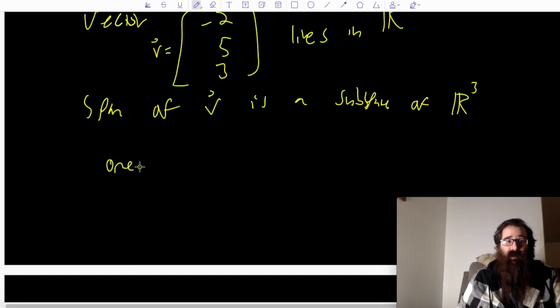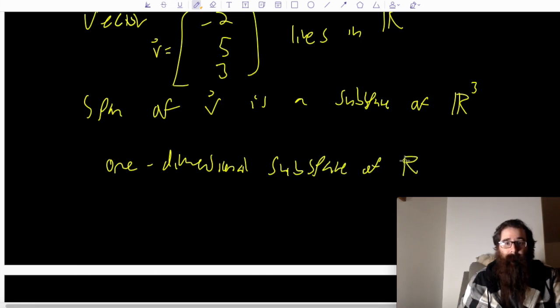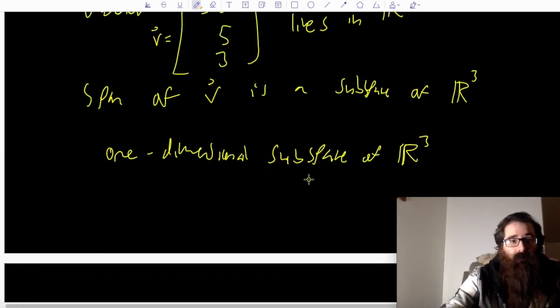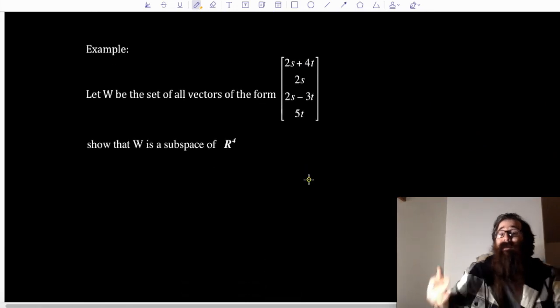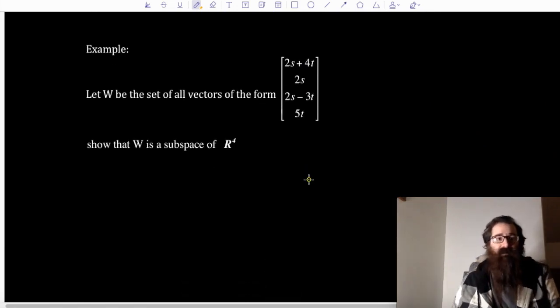So this is actually a one-dimensional subspace of R3, but is in fact a subspace of R3. It's all about finding that spanning set. So let's see this example.